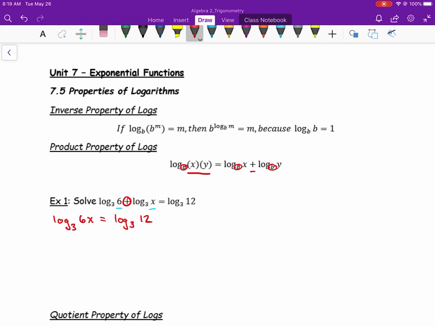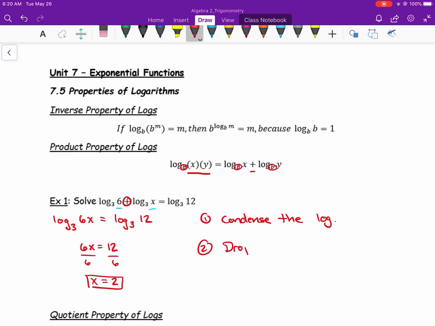Alright, since both the bases are the same, we can ignore the logarithm and just do the outside part. So 6x equals 12, divided by 6, x equals 2. Alright, so our first step is to condense the log. And then our step 2, we dropped the log. And step 3 is just to solve.